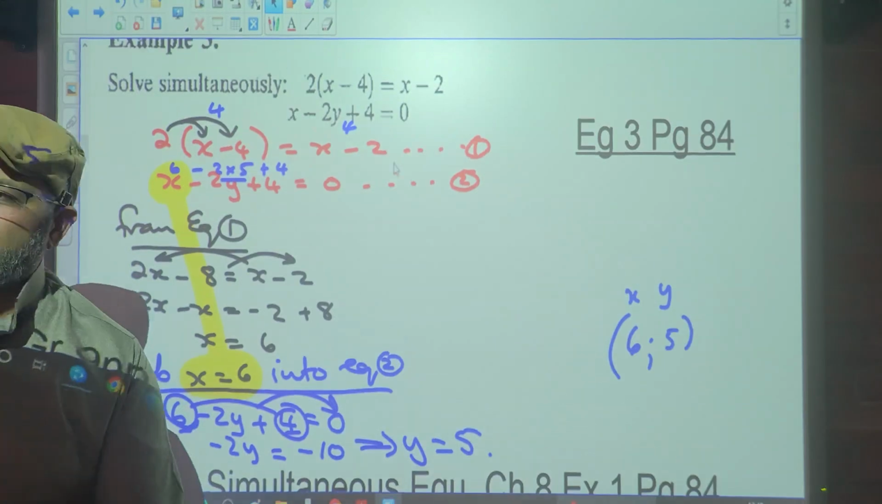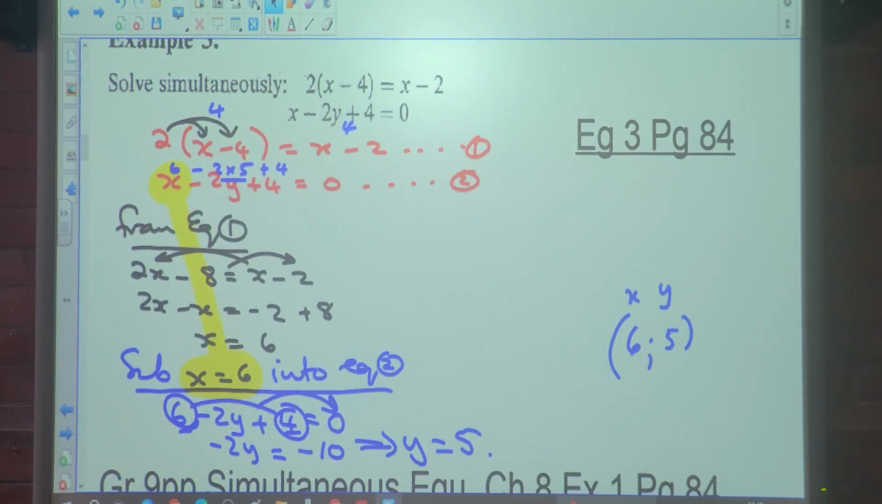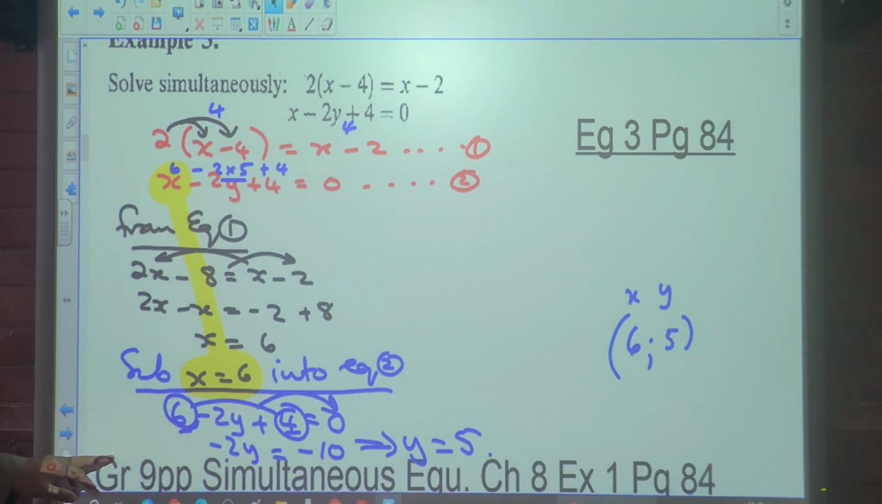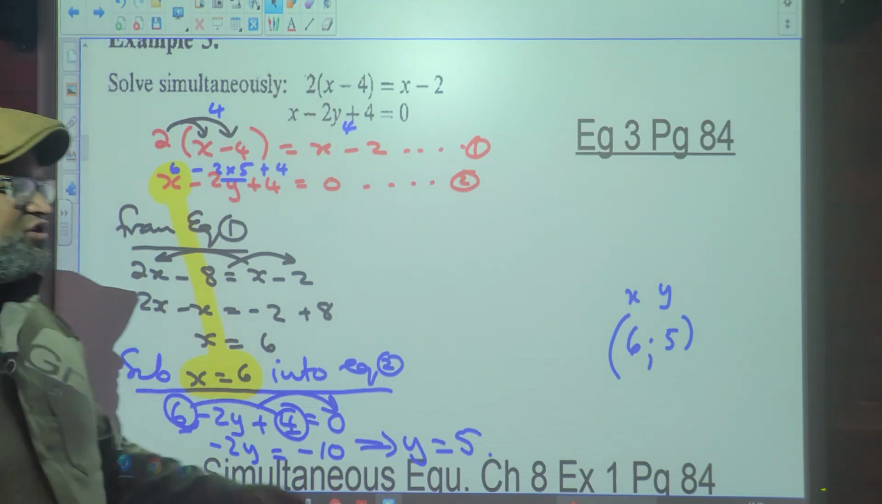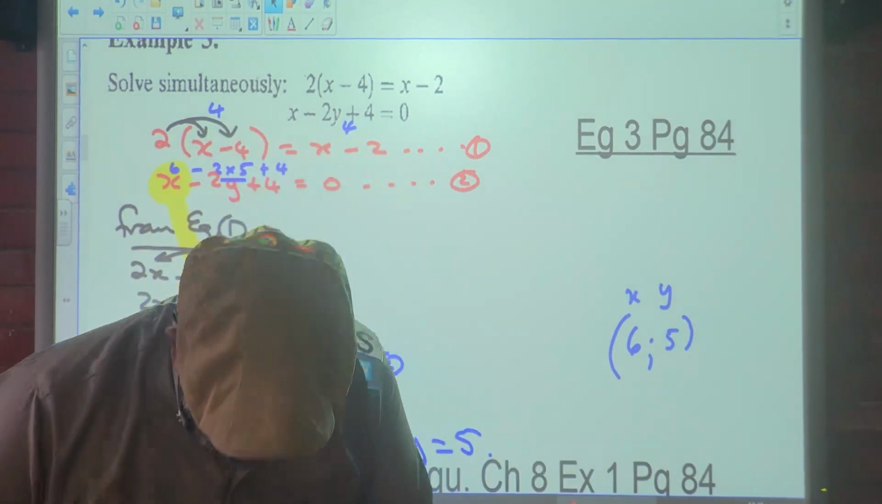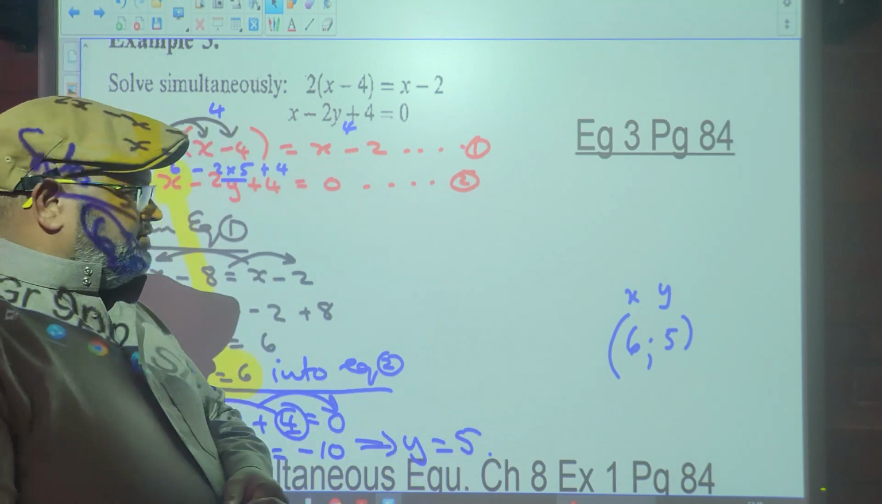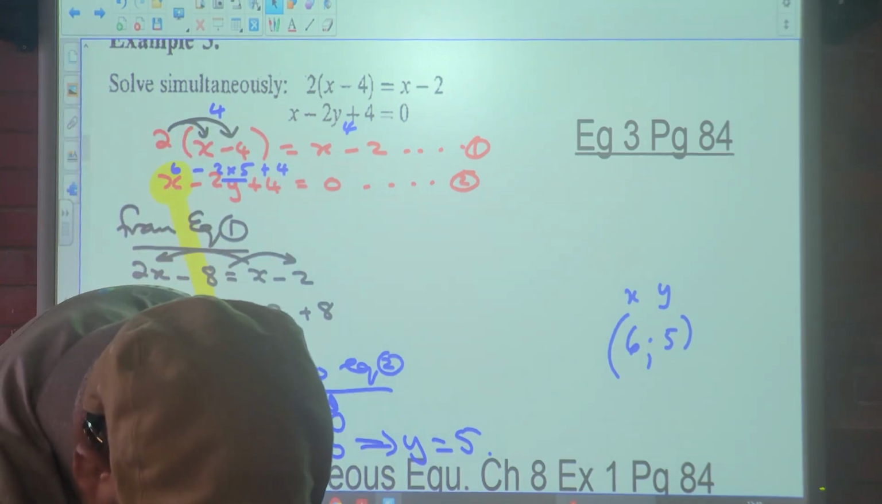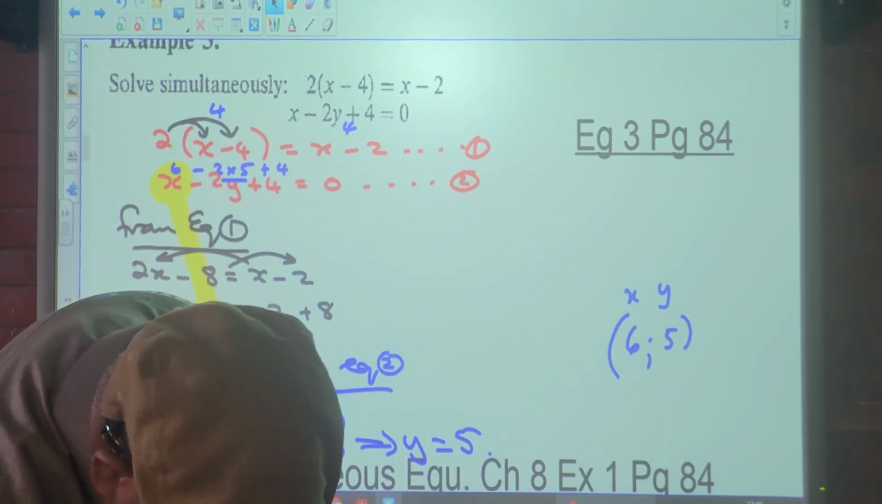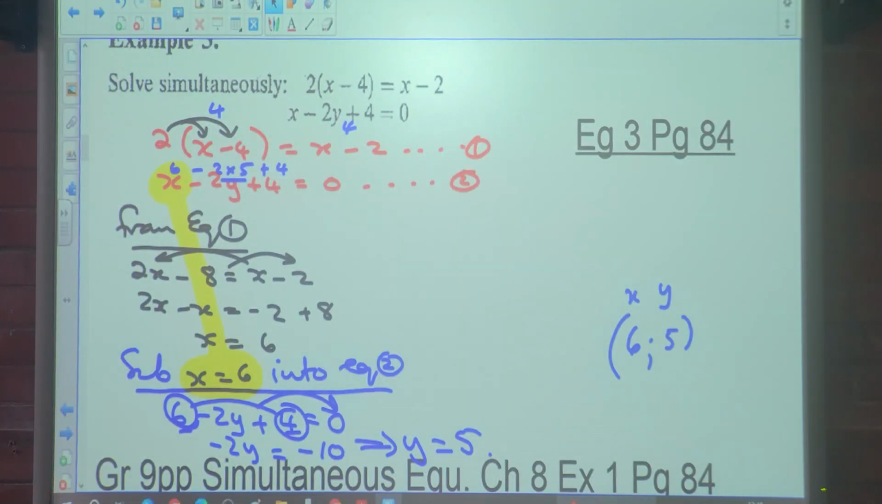Okay. Yes, Michael. Unless asked, do we have to draw this on the graph? And the answer is, of course, no. Unless the question asks us to do it on the graph. If it says, calculate the point of intersection, or illustrate your answer on a number line, on a Cartesian plane, or in graph format, then we do it graphically.